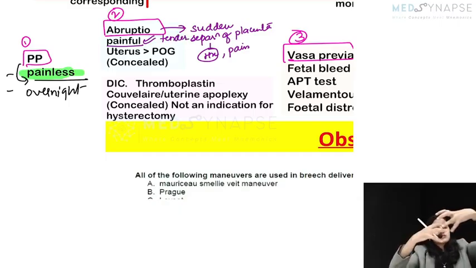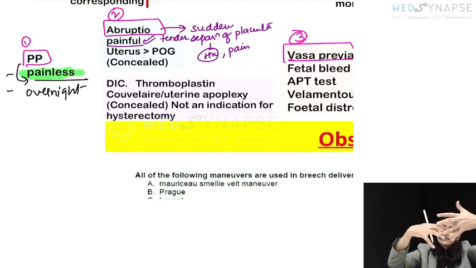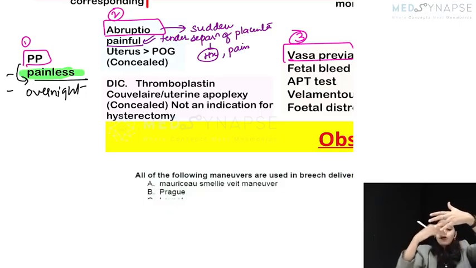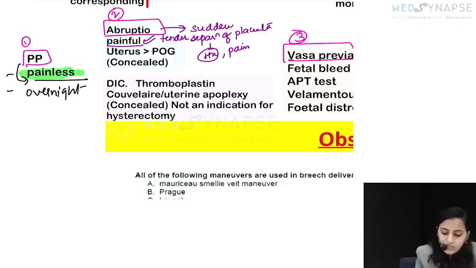Now this hemorrhage which is occurring because of the separation of the placenta, it could be concealed, that is, the bleeding is only happening inside, or it could be a revealed hemorrhage. That means it can come out through the cervical os. Remember, it could be concealed or it could be a revealed hemorrhage.